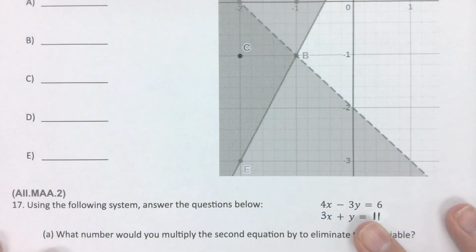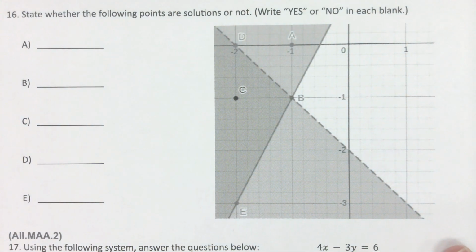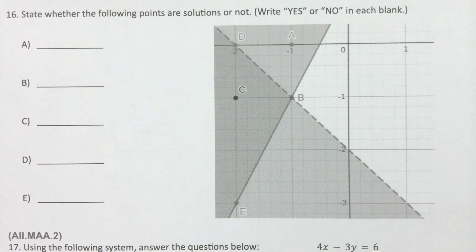16 is a very quick problem. State whether the following points are solutions or not. Write yes or no in each blank. So we have 5 points to look at. Let's make it very clear what is a solution on this graph. These are inequalities that are graphed, and then we have the shading, of course.